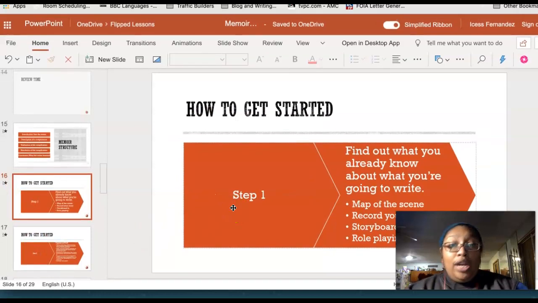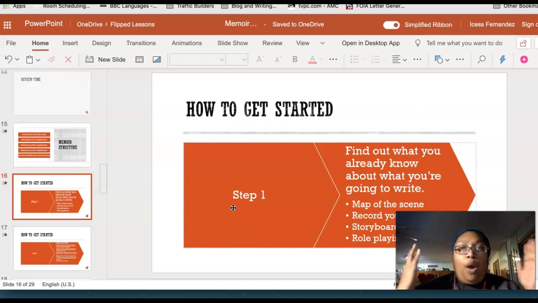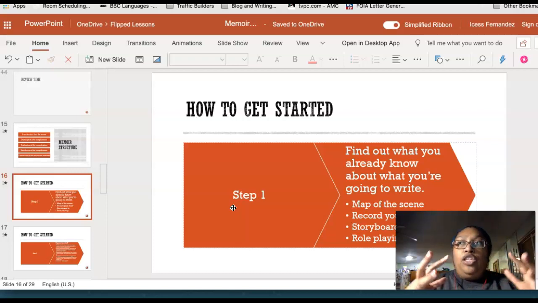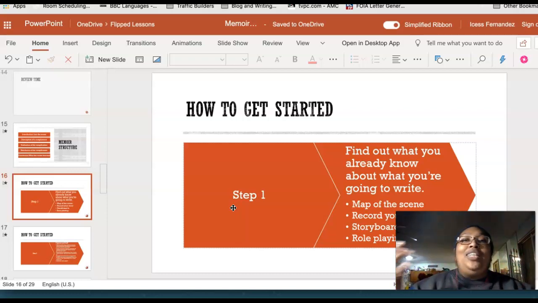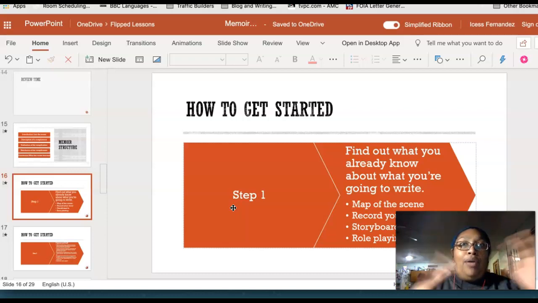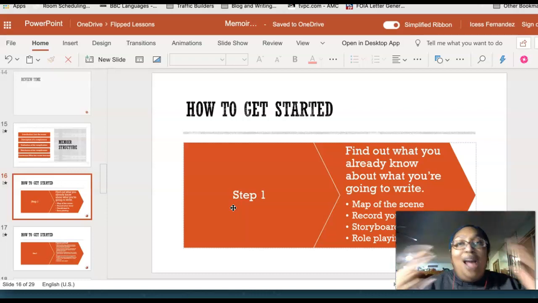So let's talk about how we're going to get started here. To get started, step one, you need to find out what you already know about what you're going to write. And that is actually easier said than done sometimes. So you want to think about if you're going to talk about an area. Let's say we're going back to our example of the Publishers Clearinghouse and you are at the grocery store. Maybe you want to map out the scene. Where's the milk? Where's the bread? Where was everything? Where did that crew with the big cameras and the balloons and the flowers come from as they were rushing towards you with the big check?